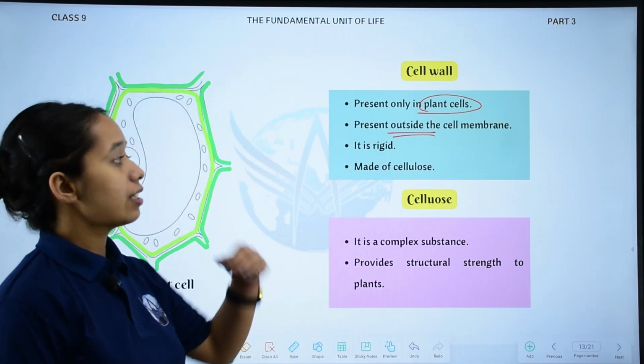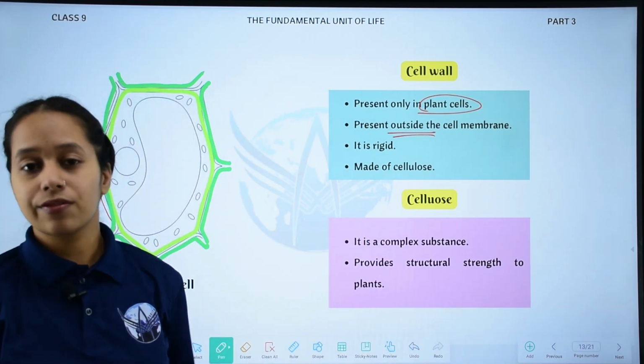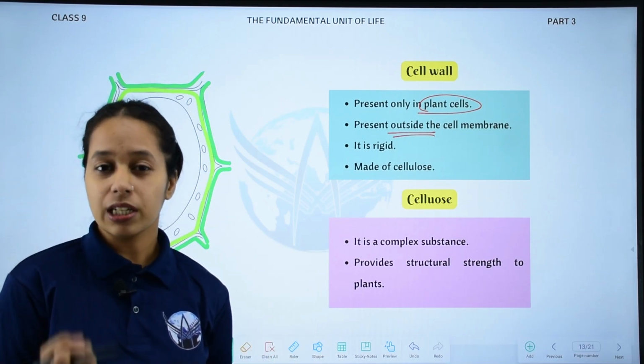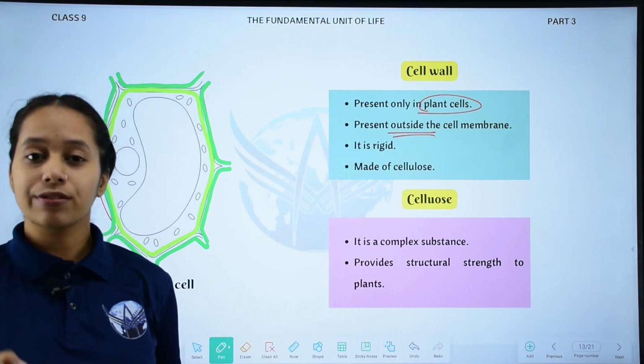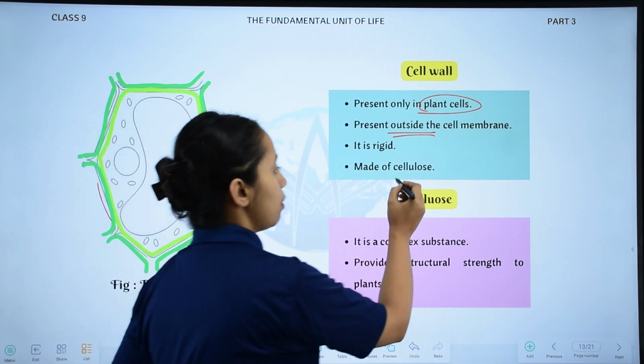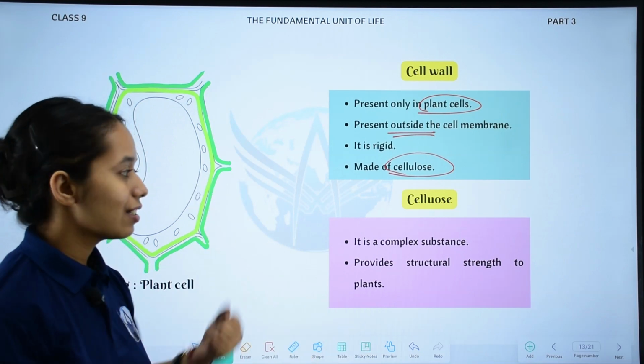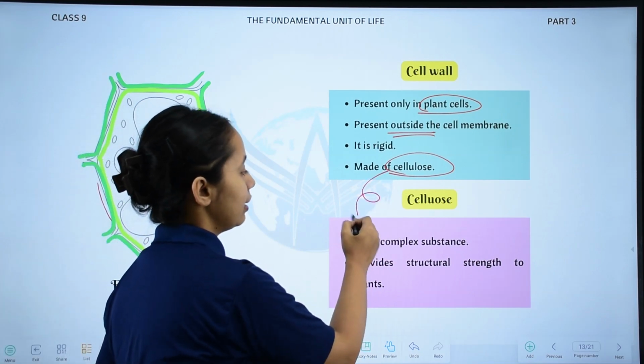Next we have, it is rigid. It is not flexible like the cell membrane. The cell wall is rigid. It is almost fixed in shape. It is very rigid. And why is it rigid? It is rigid because it is made up of a substance called cellulose. What is cellulose now? For that you need to read this box.